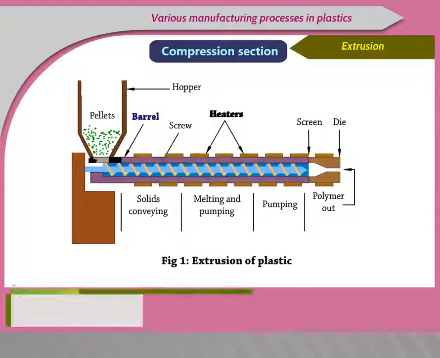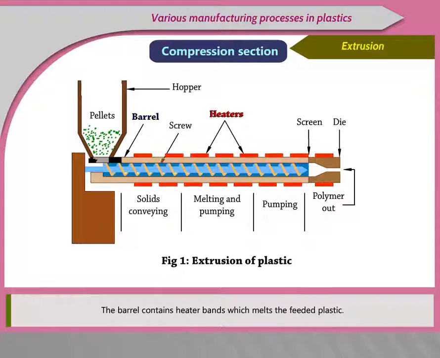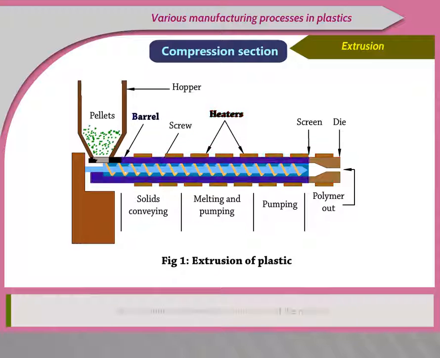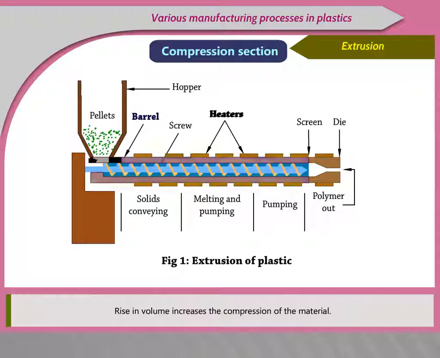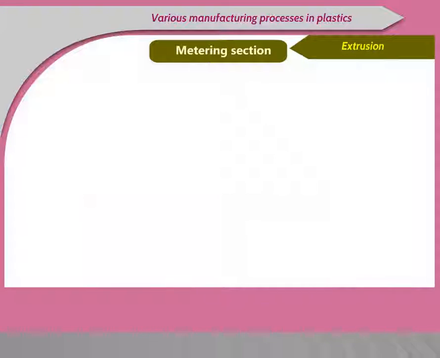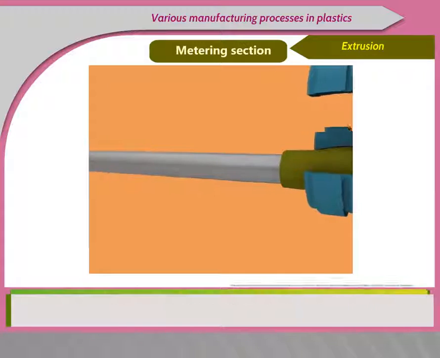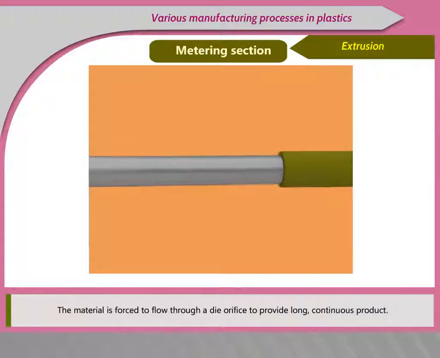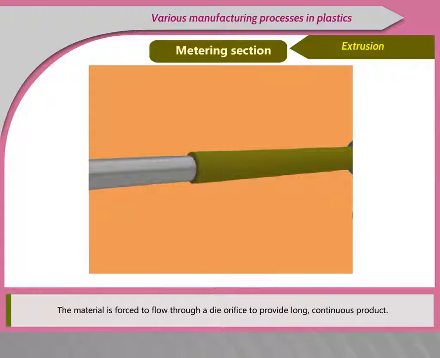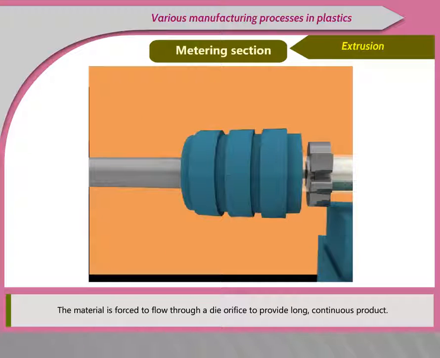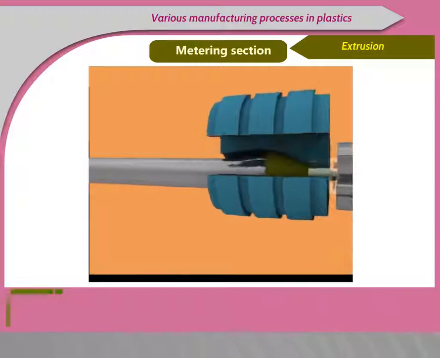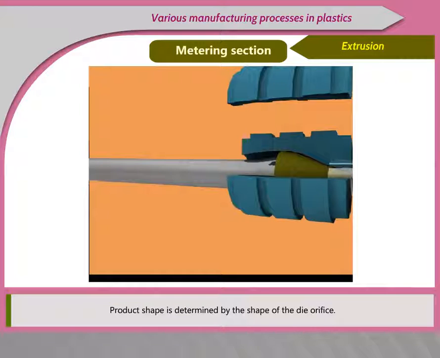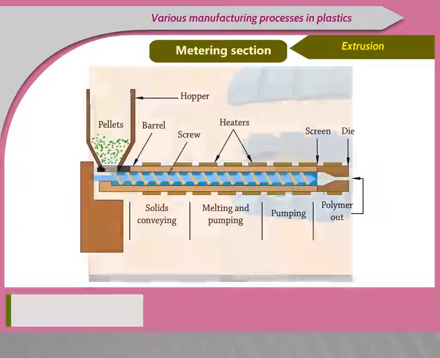Compression section. The barrel contains heater bands which melt the fed plastic. Rise in volume increases the compression of the material. Metering section. The material is forced to flow through a die orifice to provide a long, continuous product. Product shape is determined by the shape of the die orifice.